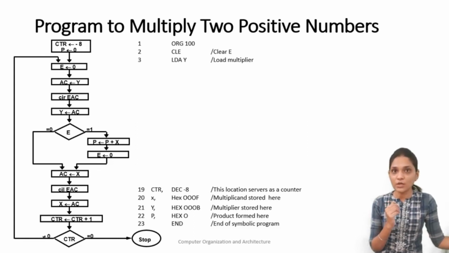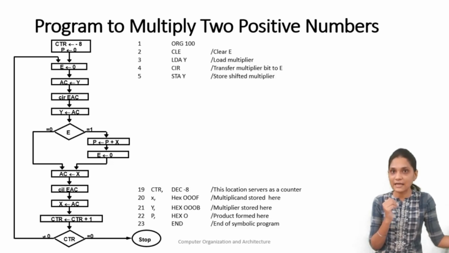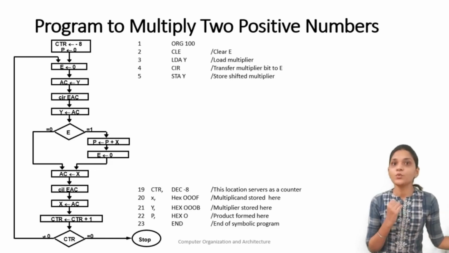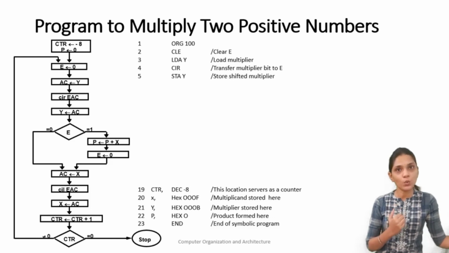After this loading, we have to do circular shifting. For the circular right shifting, we have the instruction CIR. And after this shifting, we will store this shifted version to the Y location by using the instruction STA Y. Up to now, we have circular shifted right for checking whether the bit is 1 or 0, and then stored this shifted version to location Y.